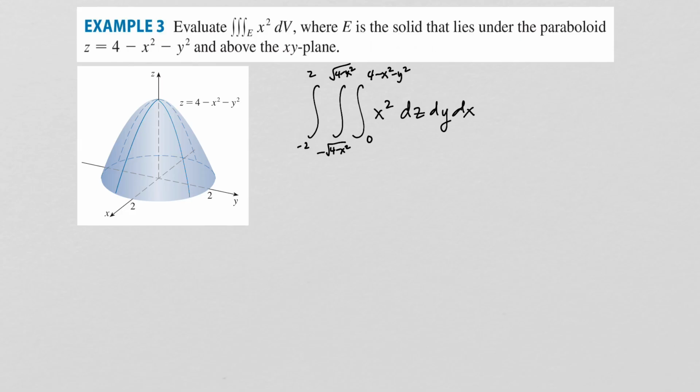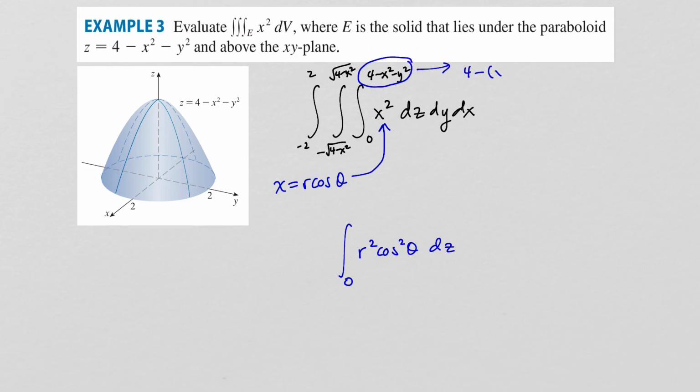So instead, what we can do is we can change our function here to a function of r and theta by making the simple substitution x equals r cosine theta. And so if we plug that in here, we are going to get r squared cosine squared of theta. Then we're going to have the integral with respect to z, and z goes from 0 but up to 4 minus x squared minus y squared. That's the same as 4 minus the sum of x squared and y squared, which is 4 minus r squared.